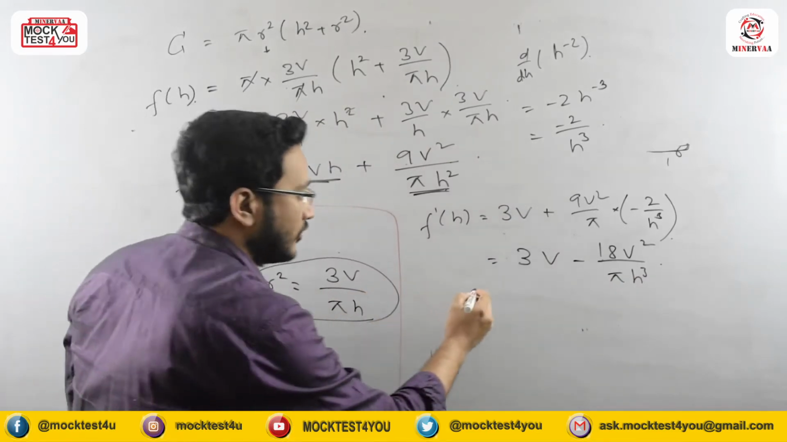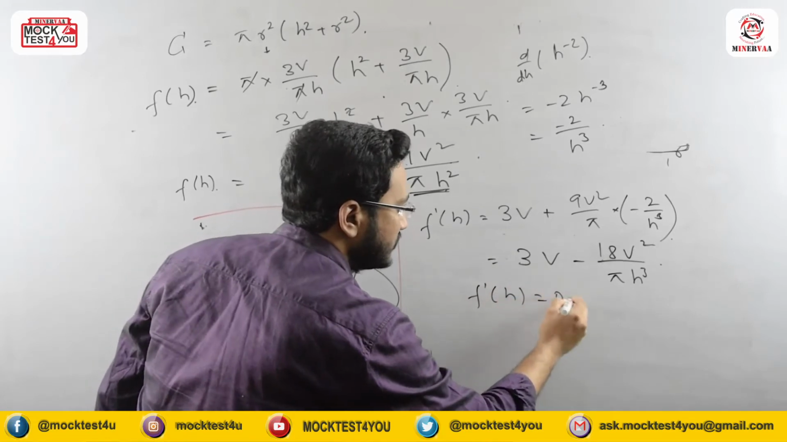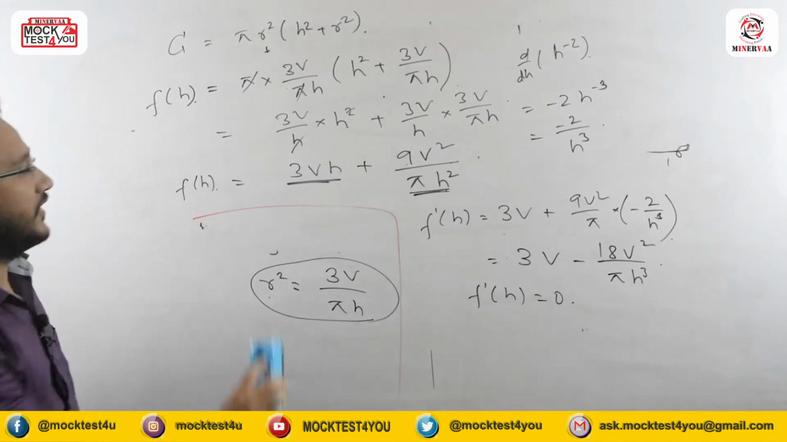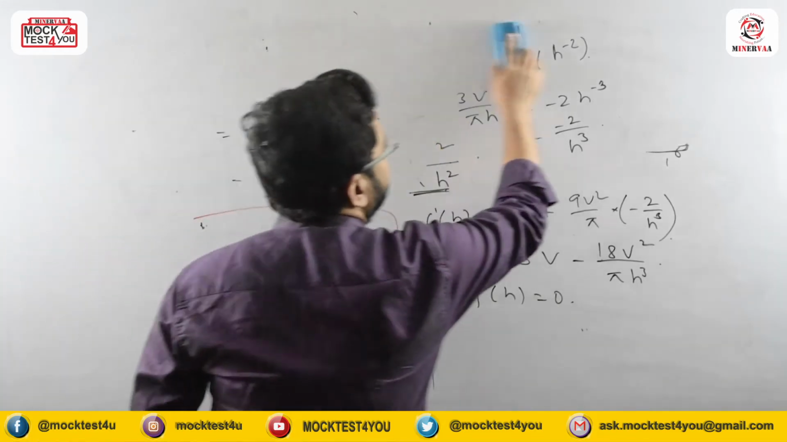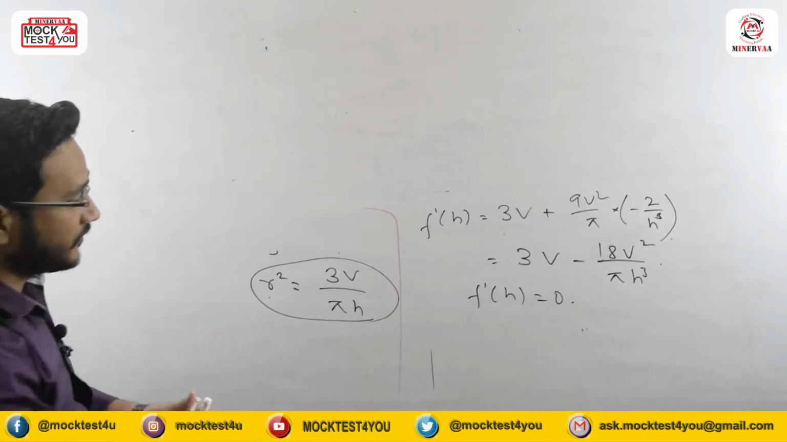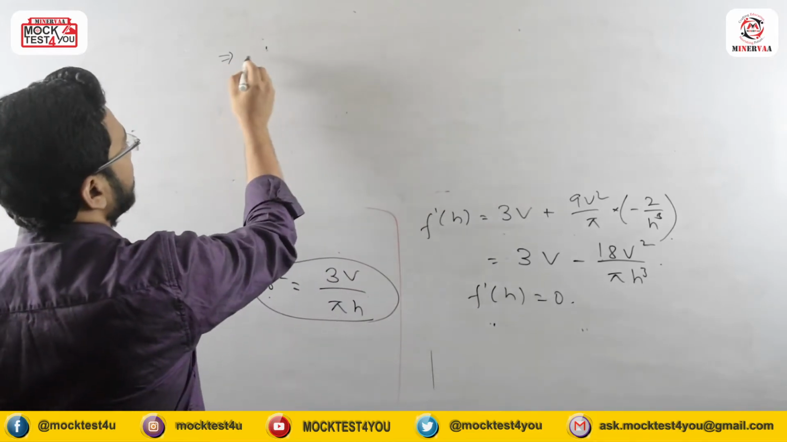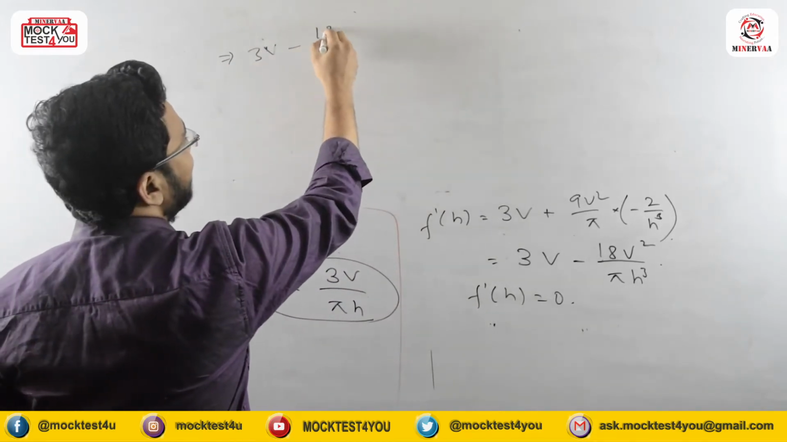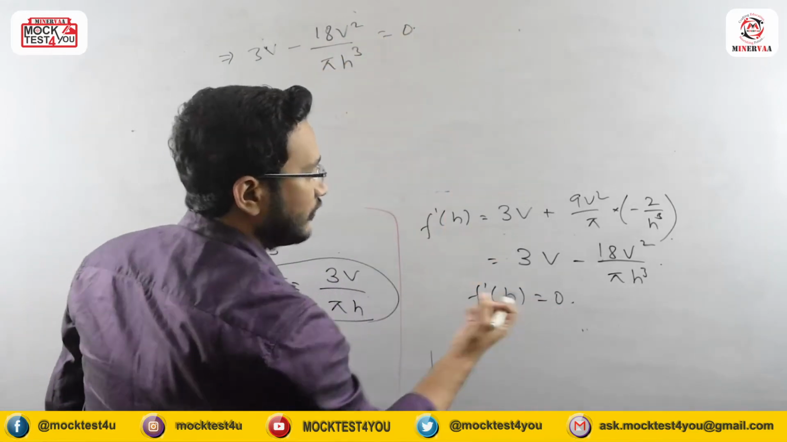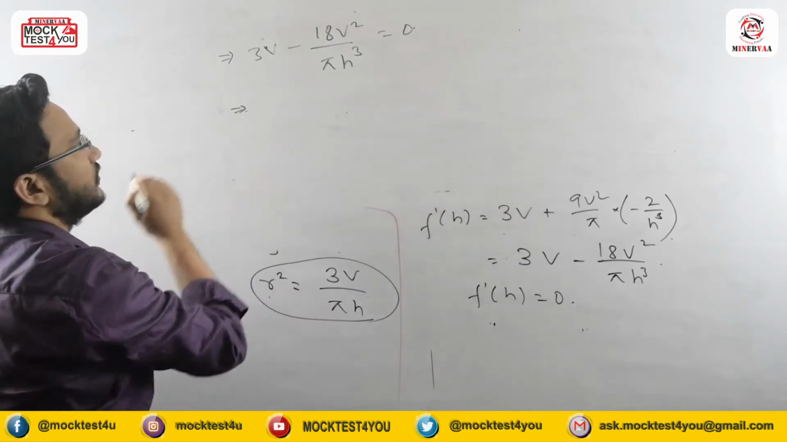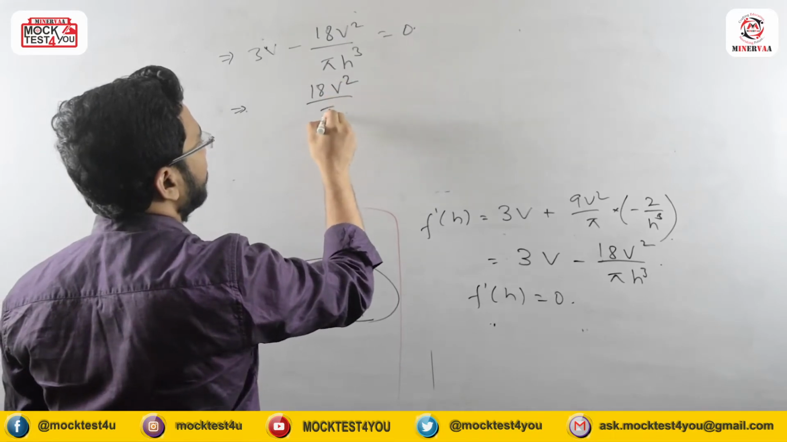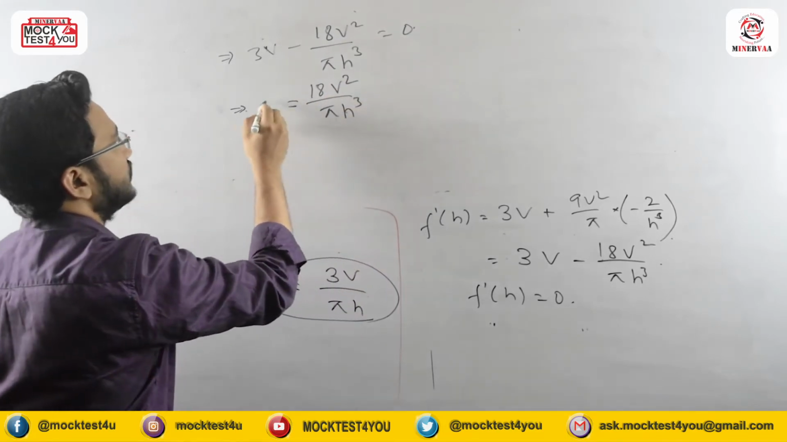Now the next step, putting f dash h equals to 0 and getting the value of h, and that h will be the point of minima. Okay, let's find out this value of h here. If you put f dash h equals to 0, it means 3v minus 18v square divided by pi h cube equals to 0. Now let's find out the value of h from here. It will be 18v square divided by pi h cube equals to 3v.